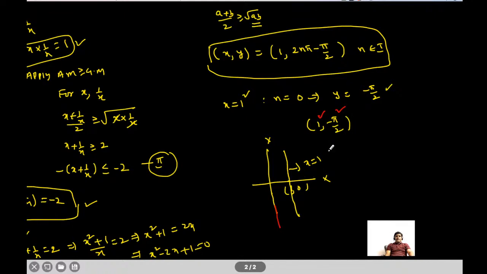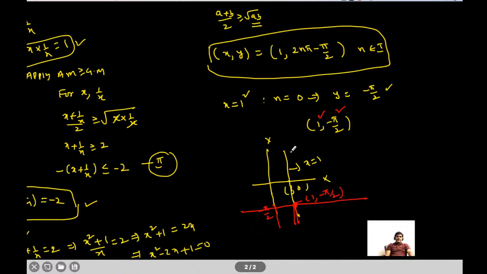The line which passes through minus pi by 2, minus pi by 2 will be somewhere over here, 0 comma minus pi by 2. So this is the thing. So this is the point. This is the rough diagram. Oh, sorry. Plus. Correct only. Fourth quadrant, because plus minus, plus minus. So this is the point. This point is what? 1 comma minus pi by 2.